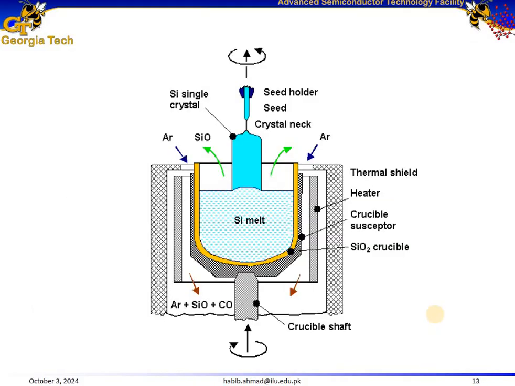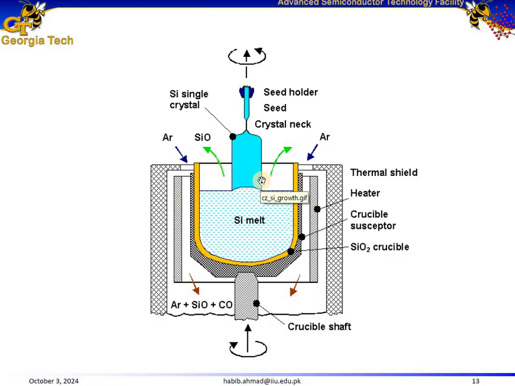Here is another depiction of the same process. High purity silicon is melted in a crucible made of silicon dioxide. As you can see, this is the quartz crucible, the silicon dioxide crucible within a furnace, and a small pre-existing single crystal silicon attached to a seed holder is dipped into the molten silicon. The crucible is made of silicon dioxide. It can hold the molten silicon, and it's heated externally using heaters surrounding the crucible.